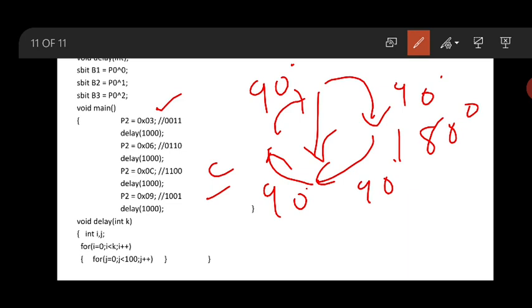Now if I ask you to rotate only 180 degrees, only two values are to be transmitted through P2, 3 and 6. If I want to rotate 270 degrees, you need to send 3, 6, C. For a full rotation, 9 as well. Now during this, each time the delay will be called, with the delay being a subroutine program.